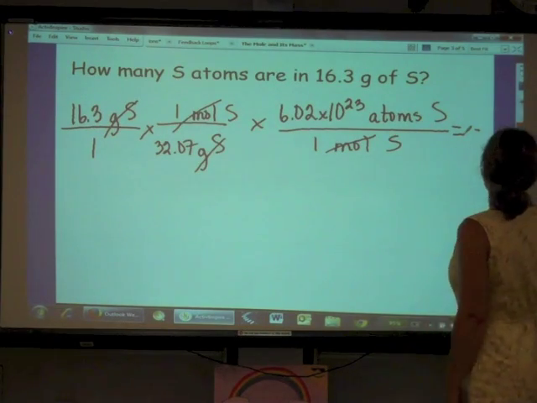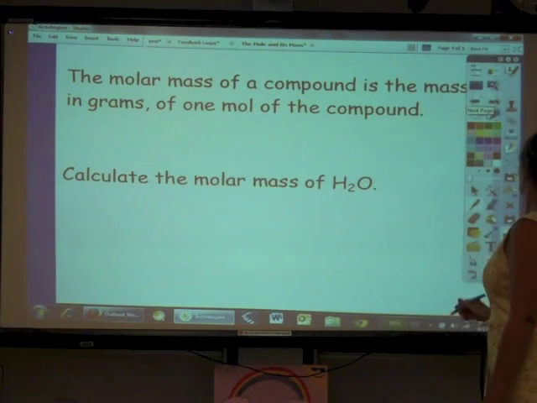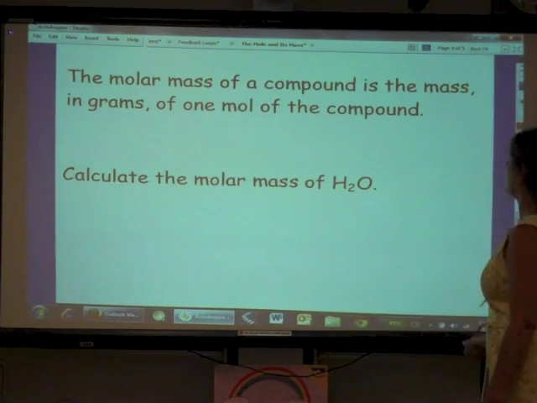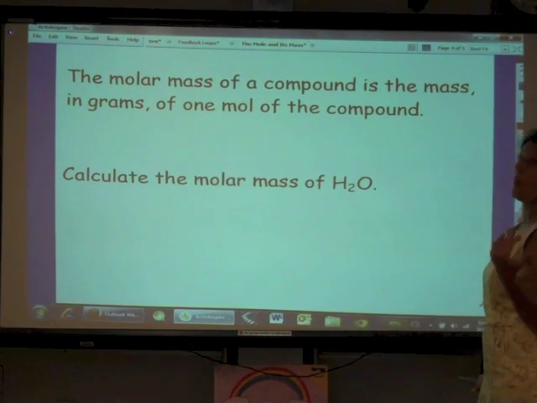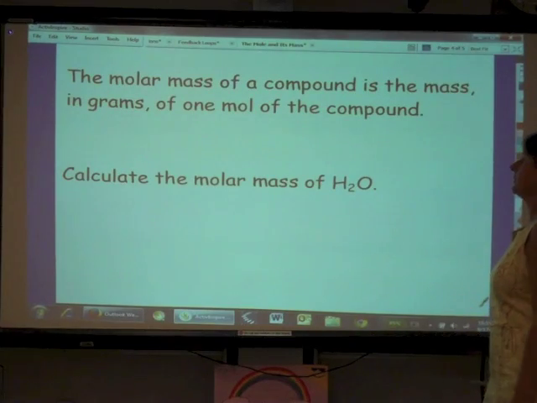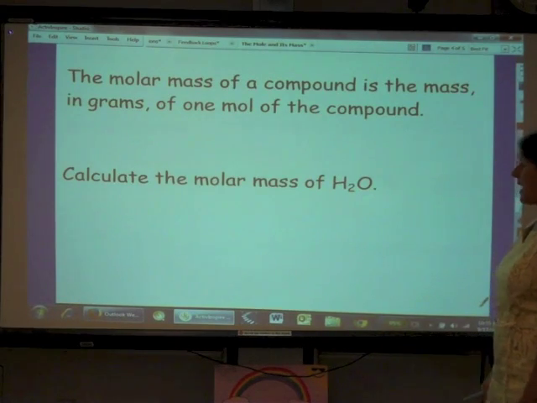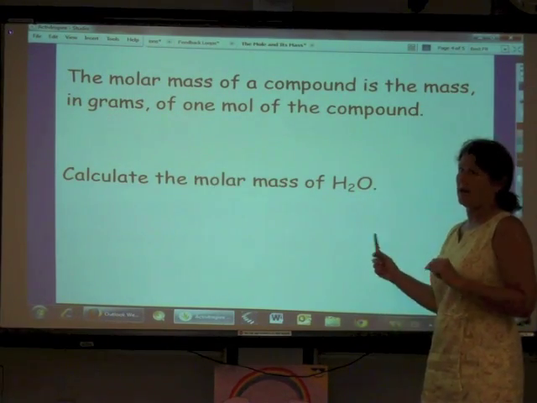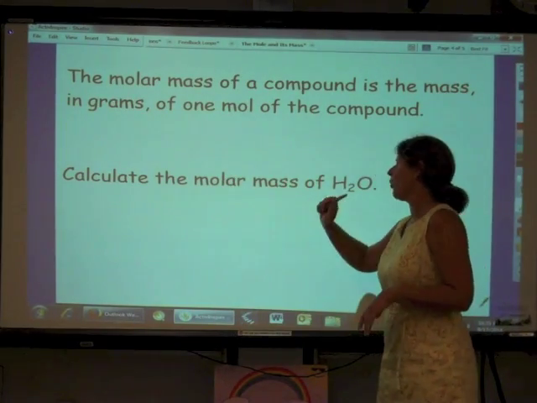All right, we have one more thing that we need to cover. And that is, what if it's not an element? What if it is instead a compound? How do we find the molar mass of a compound? So the molar mass of a compound is the mass in grams of 1 mole of that compound. And so for something like water, how would we find the molar mass? Or, in other words, how much does 1 mole of water weigh? What is the mass of 1 mole of water?